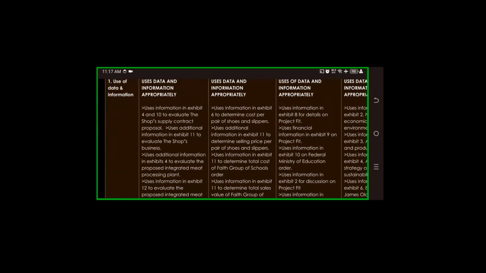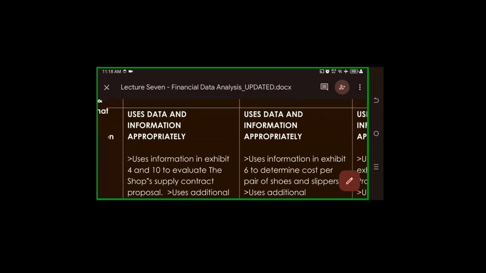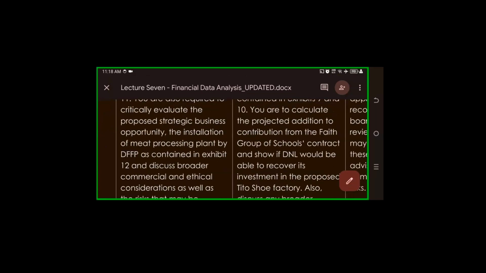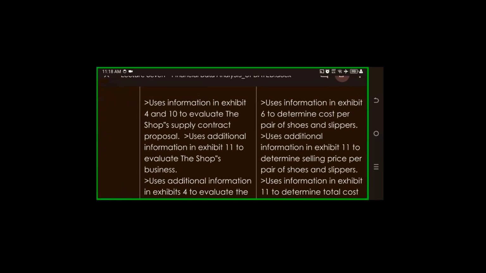So remember, the first thing is the use of data and information. Let's see what they require from us. The first thing here, this is the November 2019 DFFP's case, says it uses information in Exhibit 4 and 10 to evaluate the shop's contract proposal.